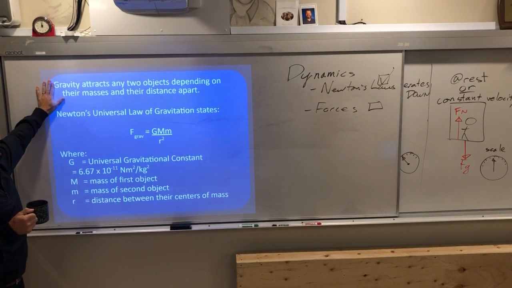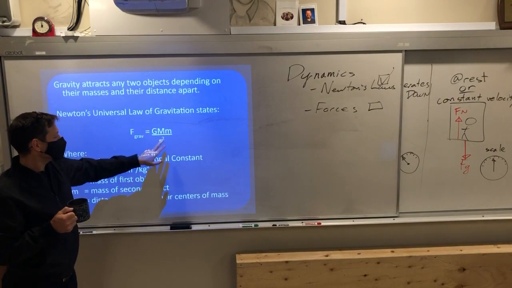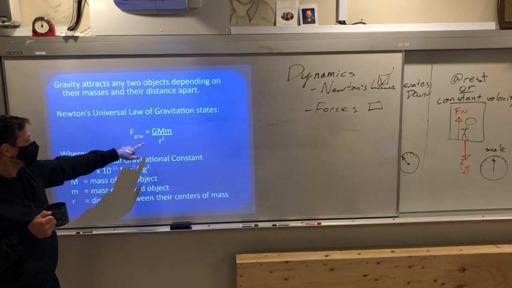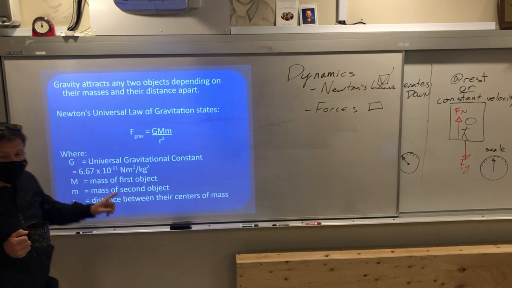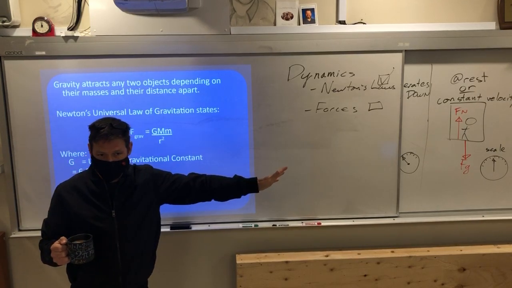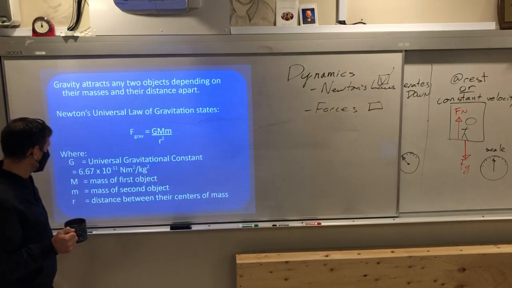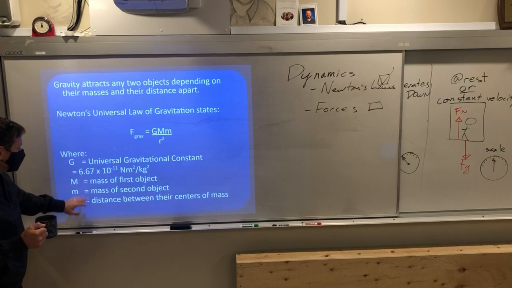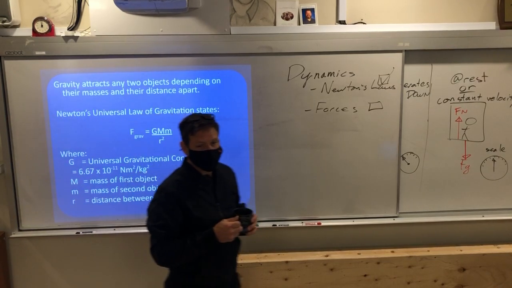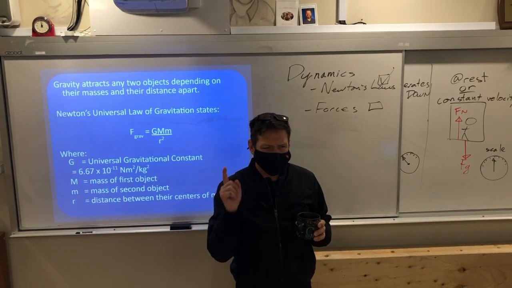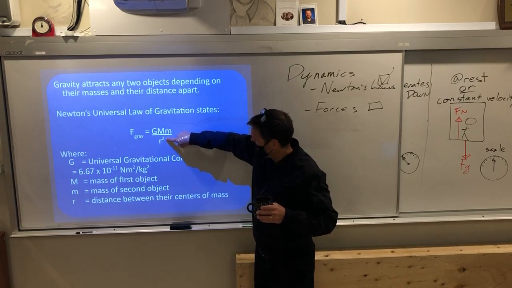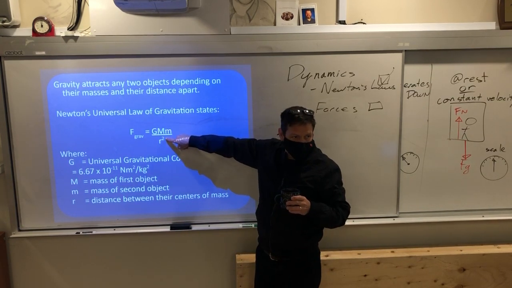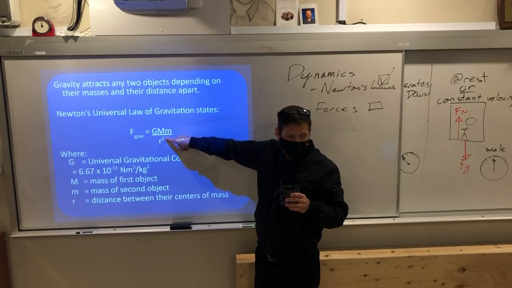So gravity can attract any two objects. You put in their masses and their distance apart, and you get the force between them, and you have to multiply by the universal gravitational constant, which is the same for all objects. Doesn't matter what it is. Put in the mass of the first object, mass of the second object, and the distance between their centers. A very interesting point is this little number 2 right here, this squared.